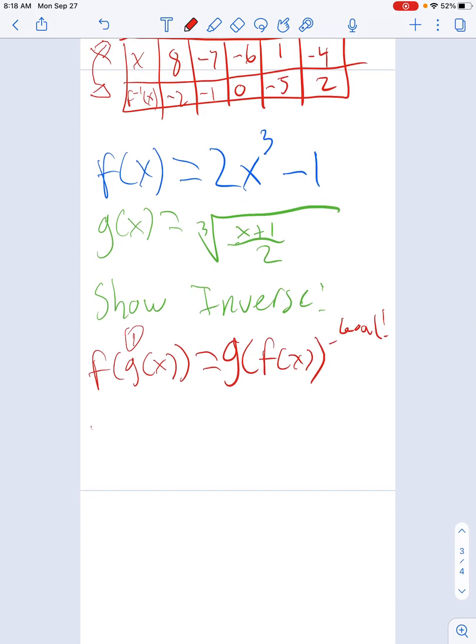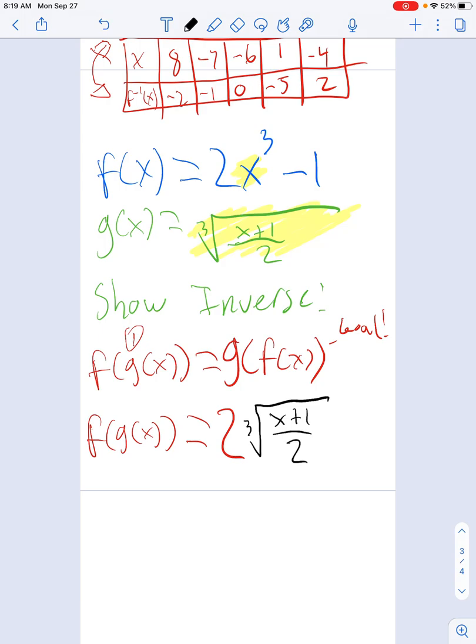So I'm going to start with f of g of x, which says every time I see my function f, which is 2x to the third minus 1, every time I see this x right here, I am going to plug in this entire function. So I'm going to say, all right, cubed root of x plus 1 divided by 2. And then again, this is all to the third power minus 1.